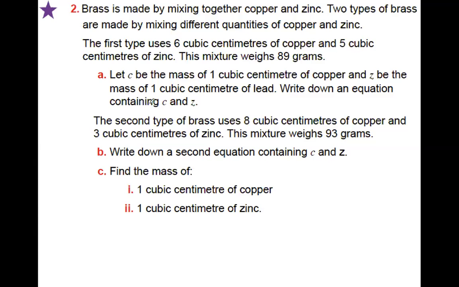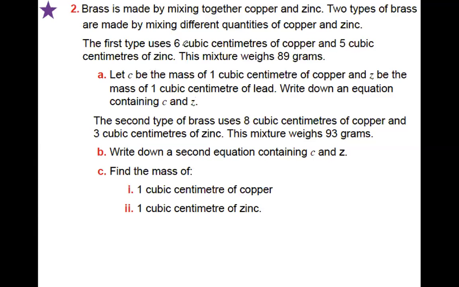Okay, so let's see. They're even telling us, let C be the mass of the copper of 1 cubic centimeter and Z be the mass of the lead. Write down an equation containing C and Z. So I'm looking at C. The first type, it says 6 times C plus 5 times Z is equal to 89. 6C.